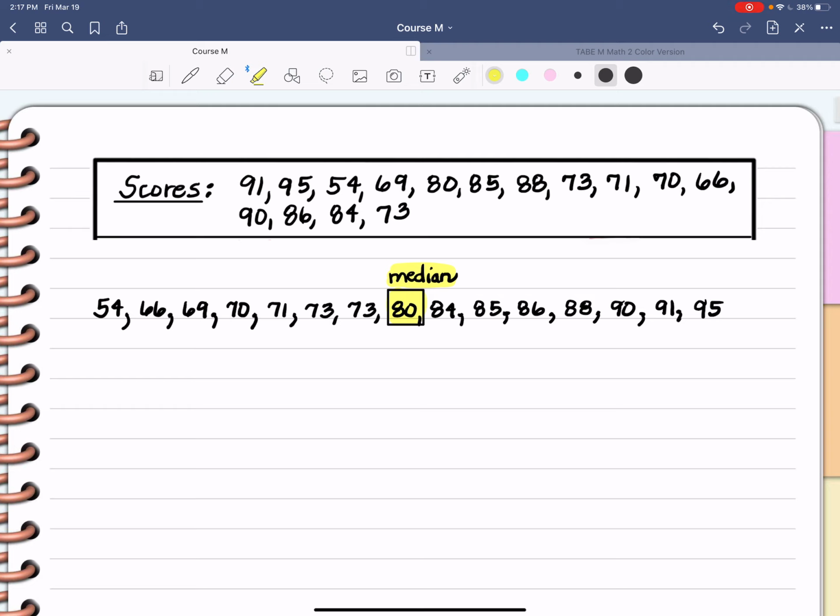Okay, then I am going to figure out the minimum and the maximum. Those are also important pieces of my box plot.